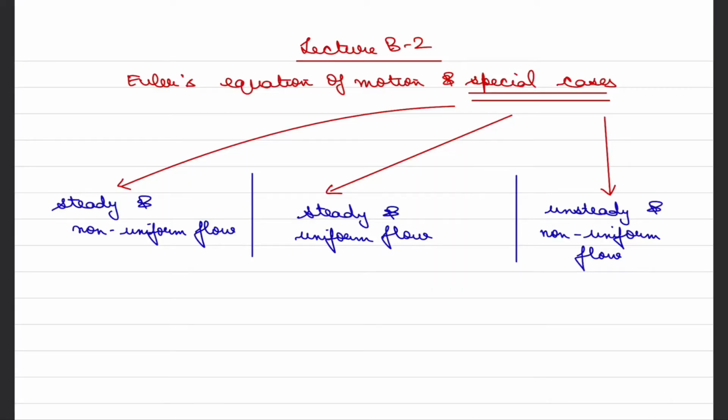Hello students, welcome to our second lecture of module B, and in this lecture we are going to discuss Euler's equation of motion. We will derive it and then we will look into its three special cases. The first special case would correspond to steady and non-uniform flow, and this will also give us Bernoulli's equation that you must have encountered in fluid mechanics, and then we will discuss two other cases, that is the steady and uniform case, and finally the most generic case, which is unsteady and non-uniform flow.